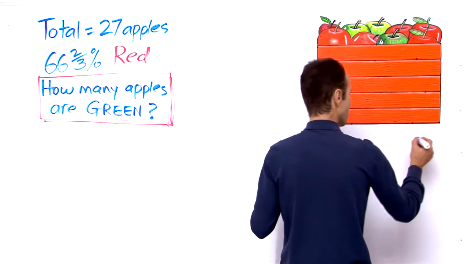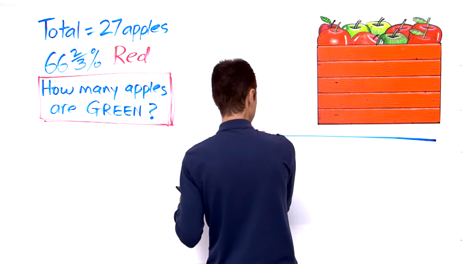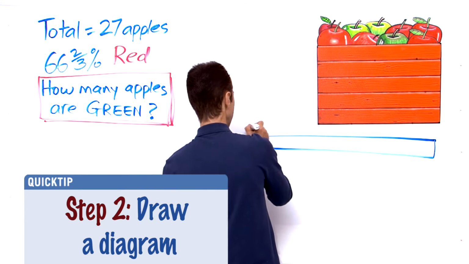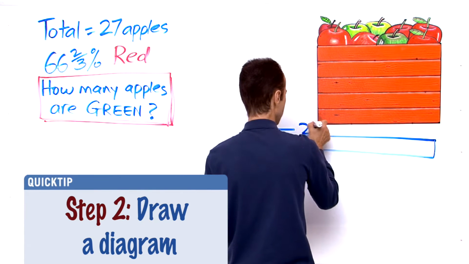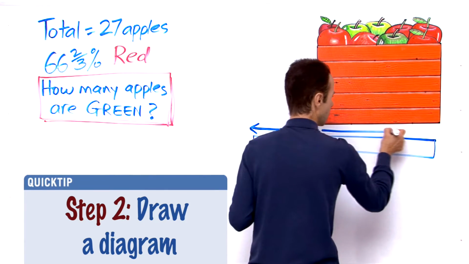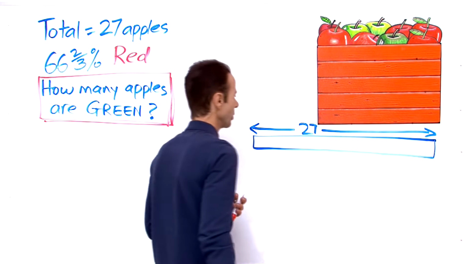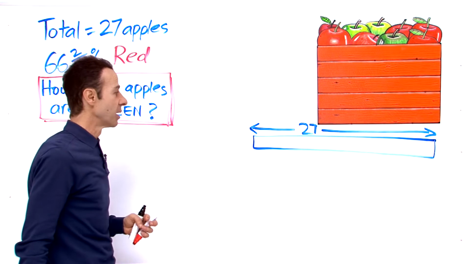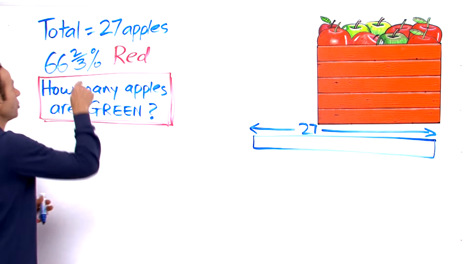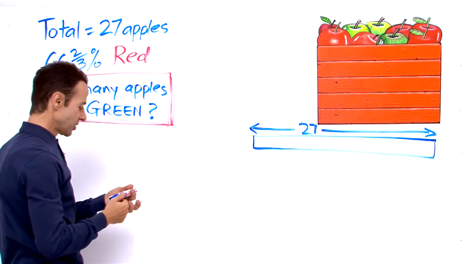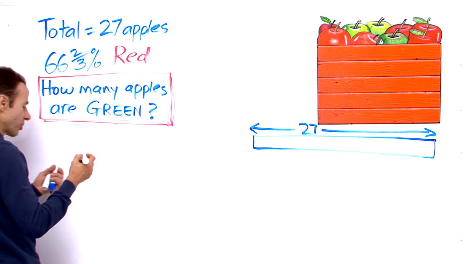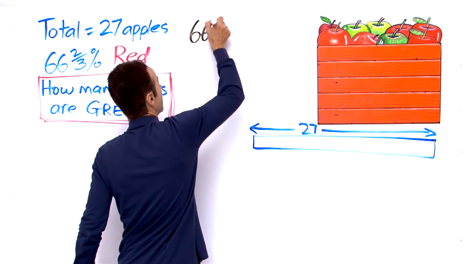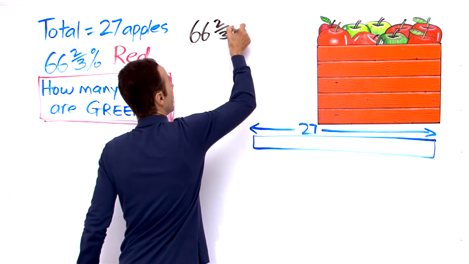So if I was to draw a picture, I would just draw a little rectangle like this. Let's say that's all the apples in there, and the total number is 27 apples altogether. Some red, some green, combination. Now, we know 66 2/3% is red. So let's work with the 66 2/3%.